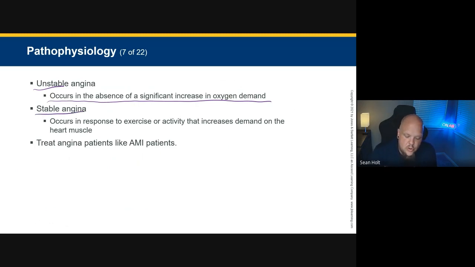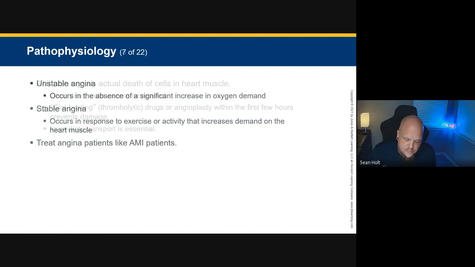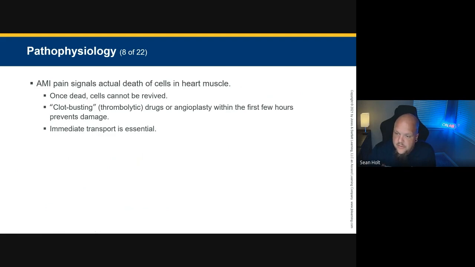Stable angina occurs in response to exercise or activity that increases demand on the heart muscle. Typically goes away with rest, okay? Typically will go away with a nitroglycerin tablet if the patient has coronary artery disease and is prescribed nitroglycerin. People actually are prescribed it and will take it as necessary, okay? But we need to treat angina patients like they're having an acute myocardial infarction, all right? So we're going to give them aspirin, oxygen if they need it, and possibly nitroglycerin, okay?